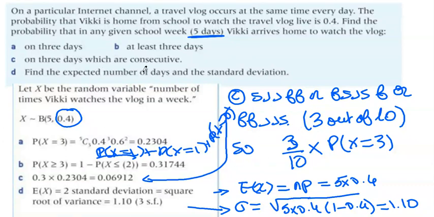I need to find the expected values from the formula. It's n times p, so it's 5 times 0.4, so it gives me 2. And the standard deviation is the radical of the variance. The formula is n times p times 1 minus p, and it's 1.10.